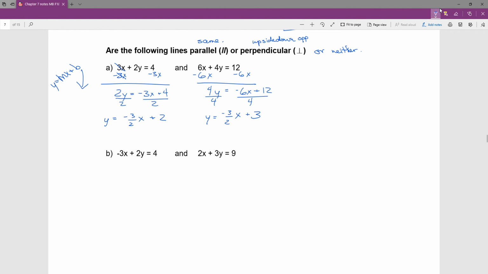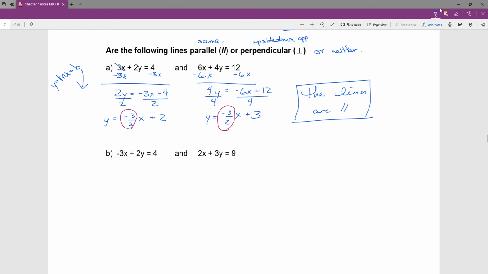When I take a look at these two equations now that I've put into slope-intercept form, what I'm doing is comparing those m values, the slopes of my equations. And so when I see that they are the same, I would say that the lines are perpendicular. You can write out the word perpendicular or you can use the symbol.